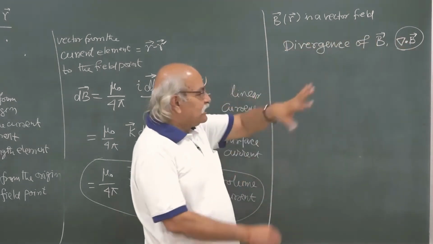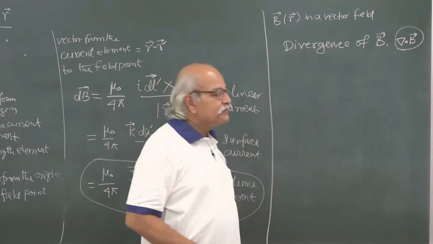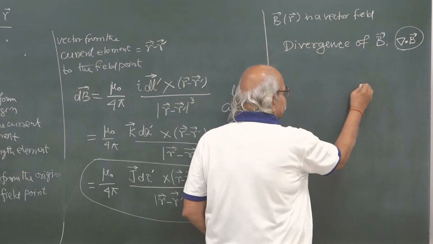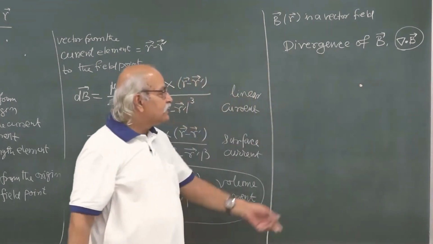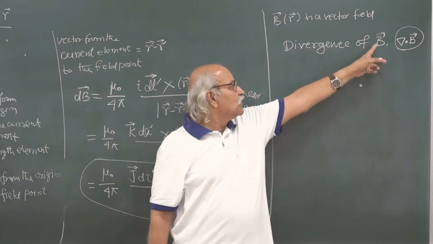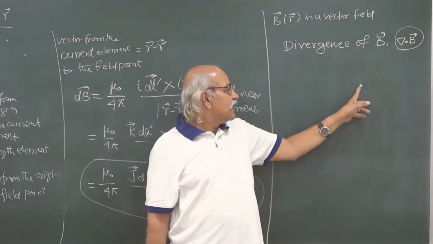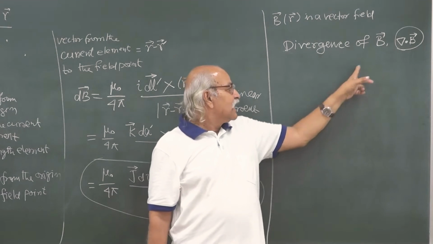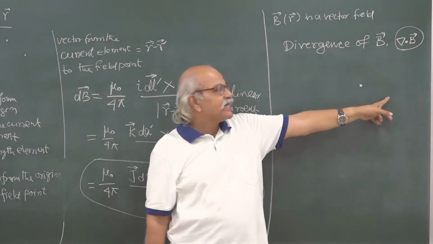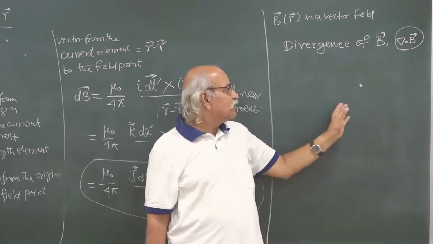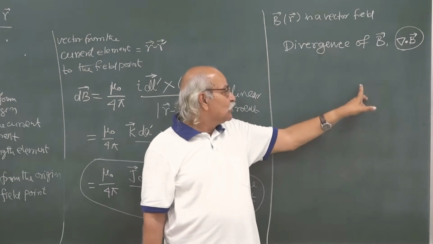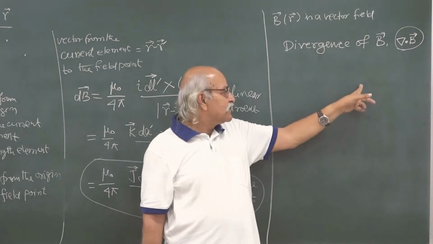So, B is a field, everywhere there is a value of B. Suppose there is a space point P and I need the divergence of B here. I know what the magnetic field is here, here, here and here. That B is known to me at every point. But then there is some quantity called divergence of B. So, what is the value of divergence of B at this point?